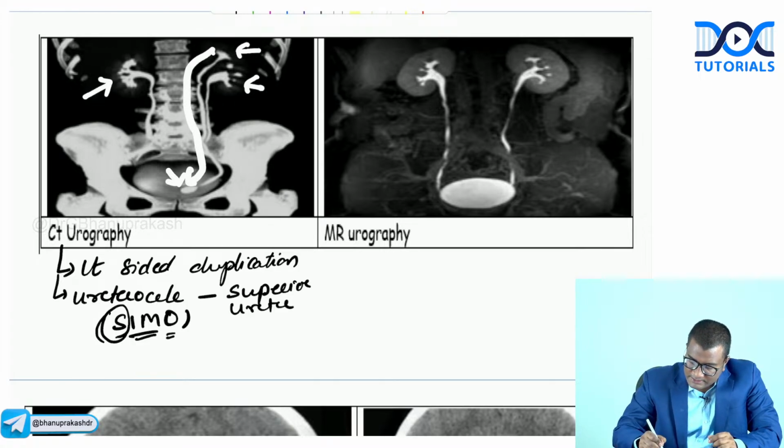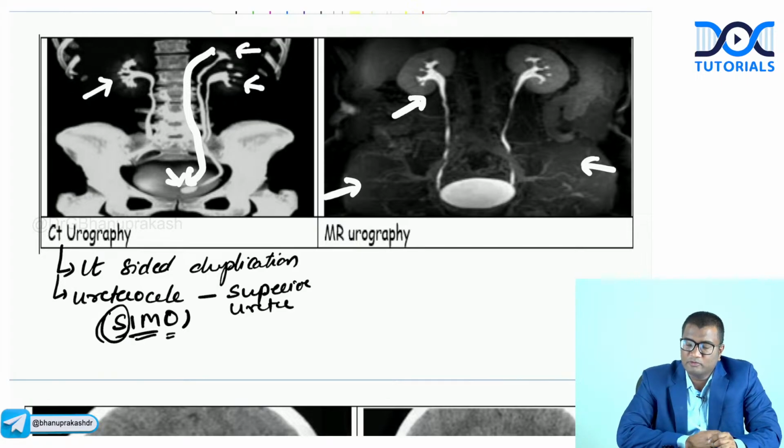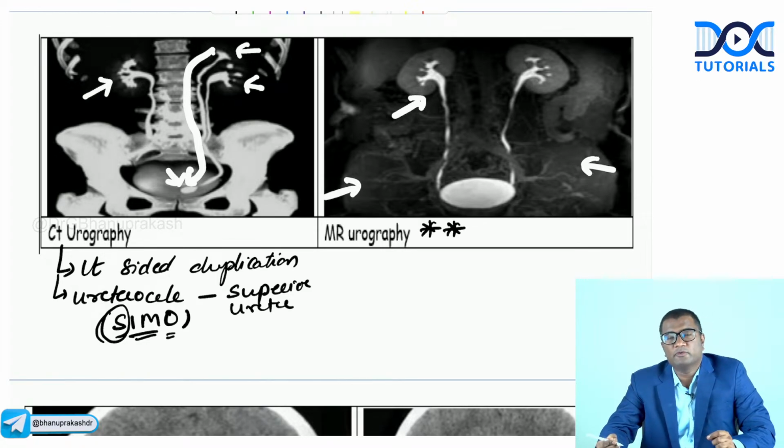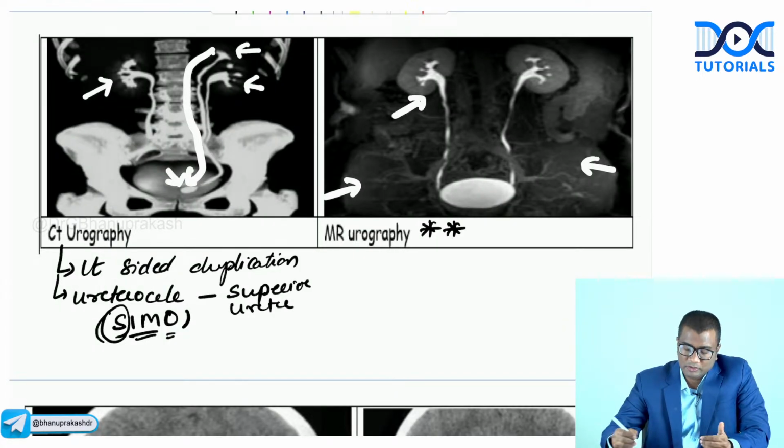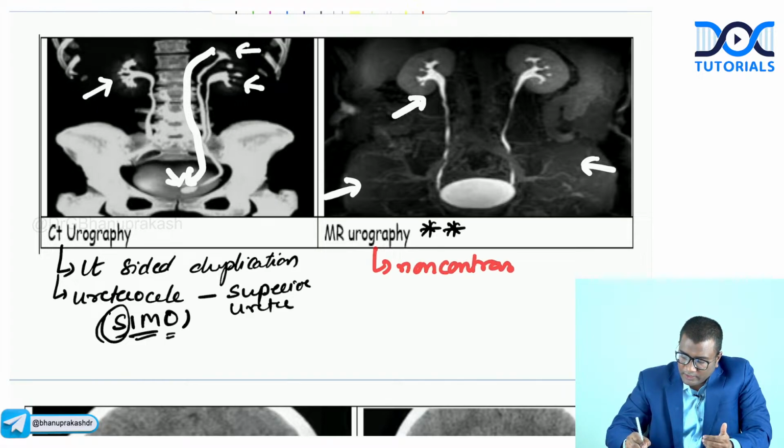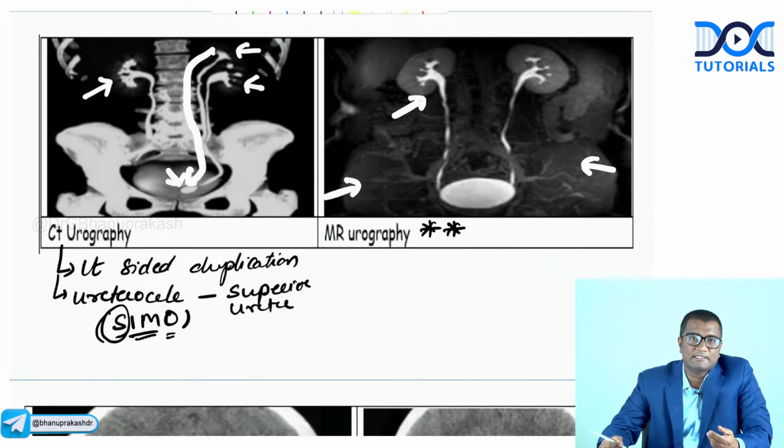If the pelvic bones are dark and the pelvicalyceal system is seen, this is MR urography. This is an MR urography technique where the bones are black and you are seeing the pelvicalyceal system. The urine itself acts as a contrast on a T2 weighted image. So MR urography can also be done non-contrast, T2 weighted. The urine itself will act as a contrast.